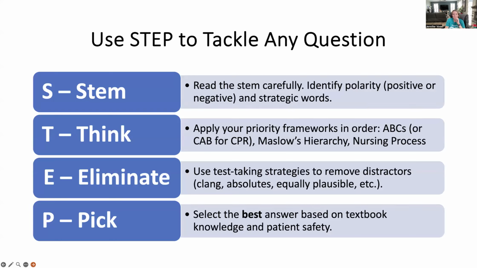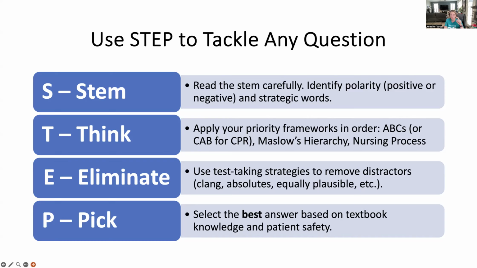So let's see here. This was just a little acronym that I asked ChatGPT to help me come up with. So STEP, right? We're going to use STEP to tackle any question. That is STEM, think, eliminate, and pick. I really wanted to emphasize that it is so important to spend a minute with your stem. Read it very carefully, read it twice, look for any keywords, like absolutes, and look for the polarity of the question. Make sure you understand whether you're looking for a right answer or a wrong answer, right?